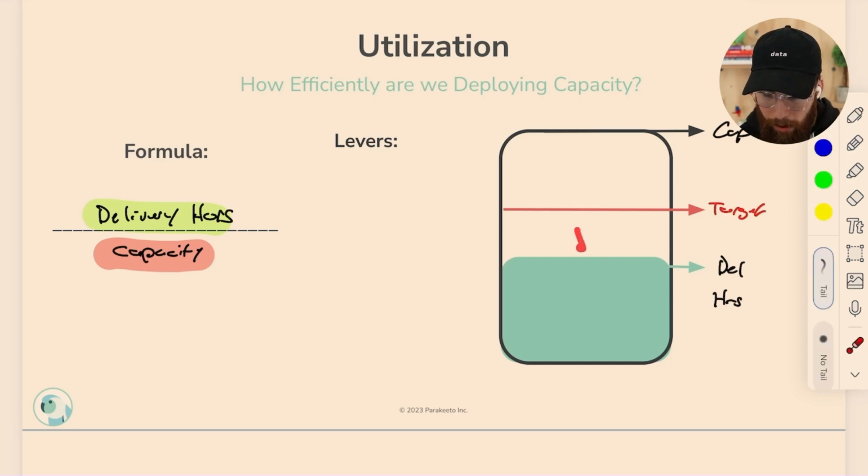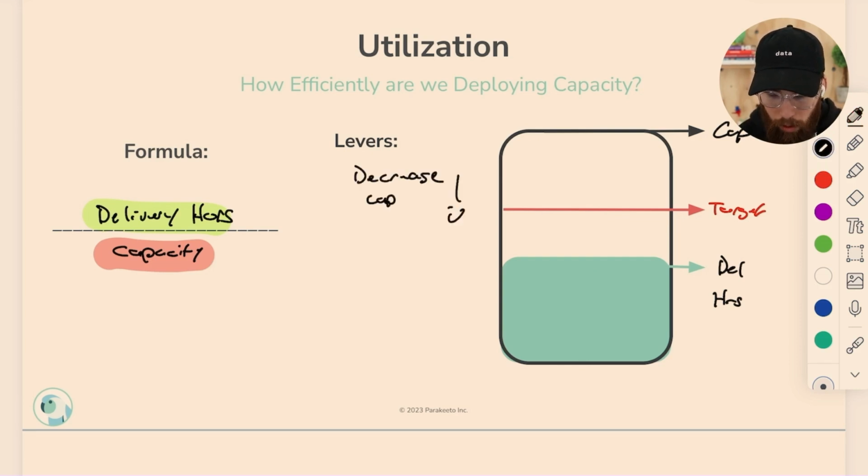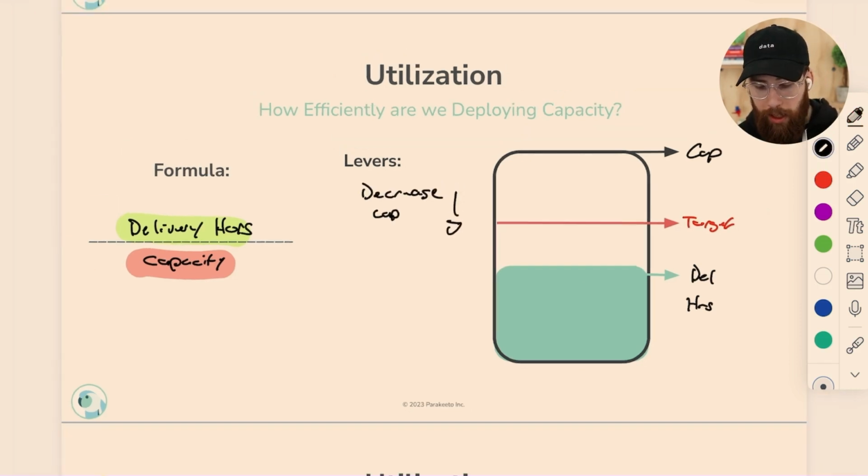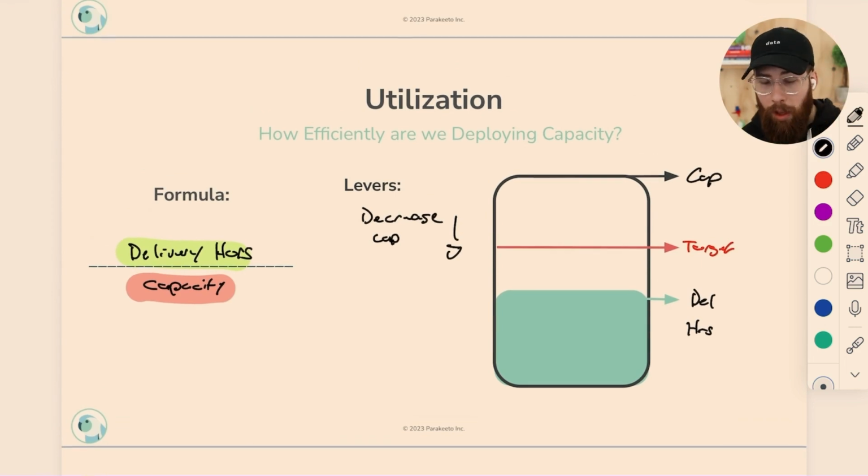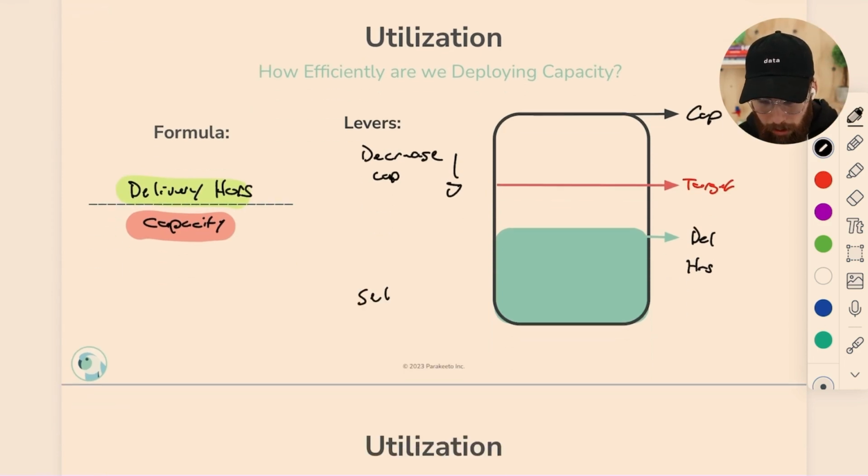We have a gap. There are two levers that we can pull. We can decrease our capacity, which is corporate speak for we lay people off. We actually decrease the amount of people that we have on the team, or we can sell more work. And sell more work is the key sentence here. It's not enough to just tell our team, hey, work more hours, because if we recall the formula for average billable rate, we're not going to see a benefit from that if we're earning the same amount of revenue.